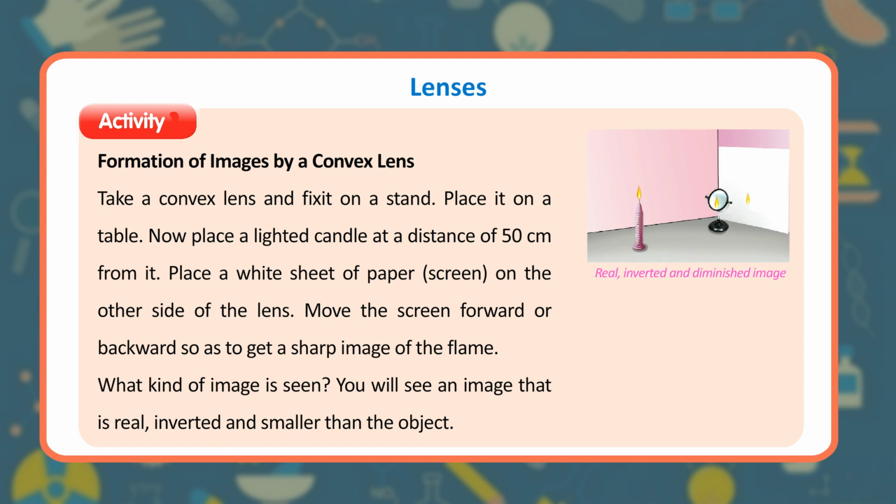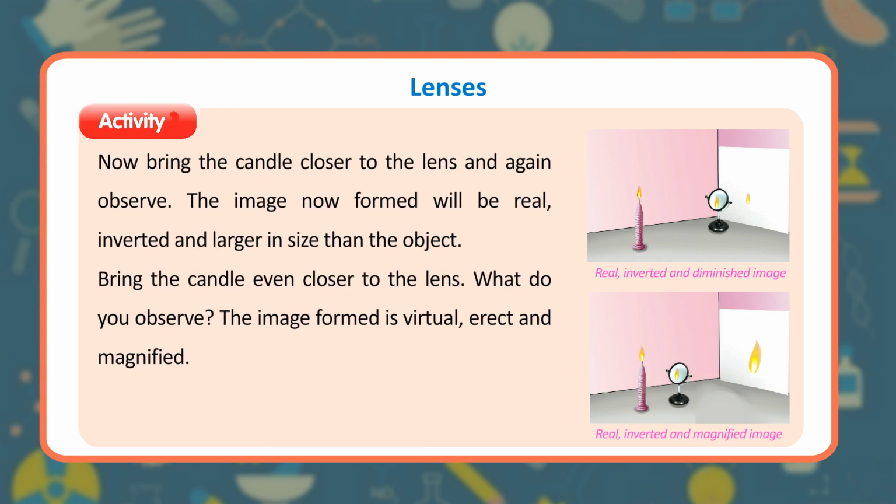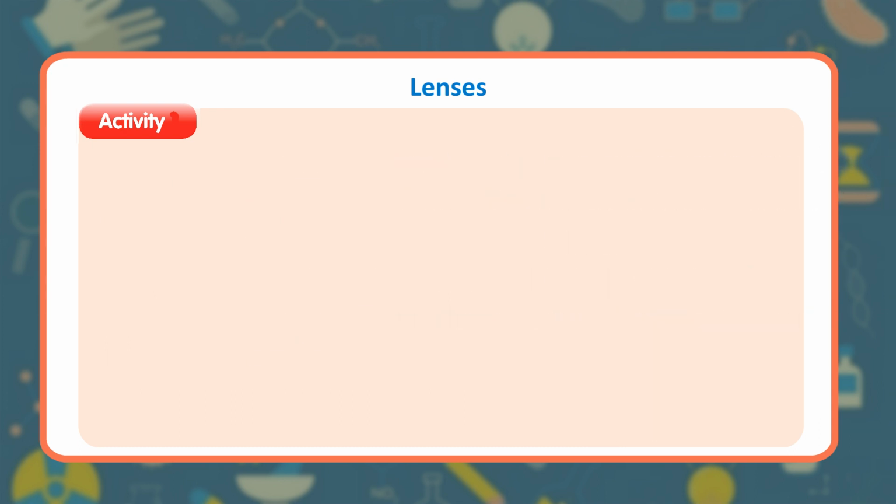What kind of image is seen? You will see an image that is real, inverted and smaller than the object. Now bring the candle closer to the lens and again observe. The image now formed will be real, inverted and larger in size than the object. Bring the candle even closer to the lens. What do you observe? The image formed is virtual, erect and magnified. Real, inverted and diminished image. Real, inverted and magnified image.